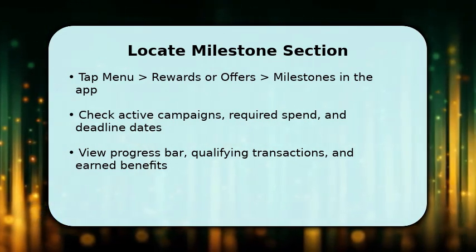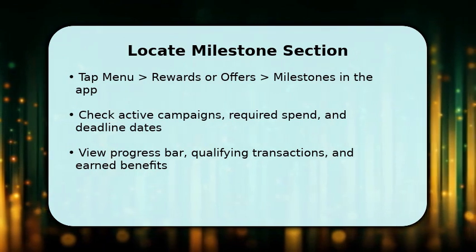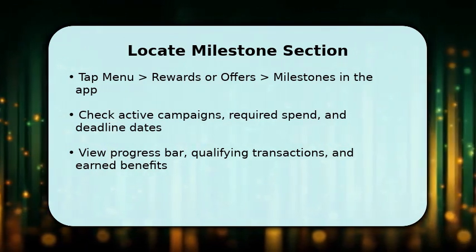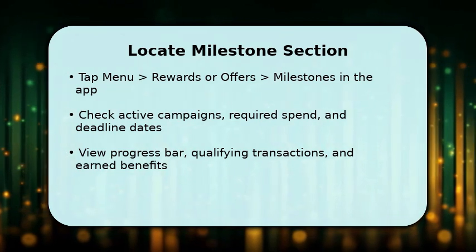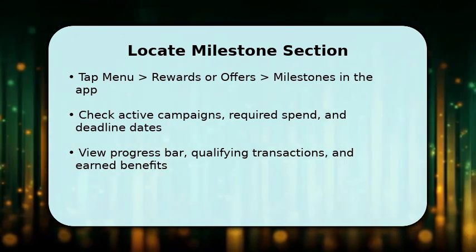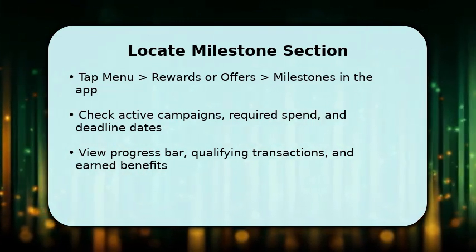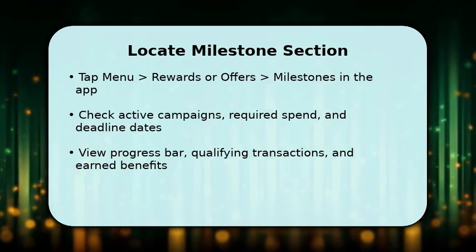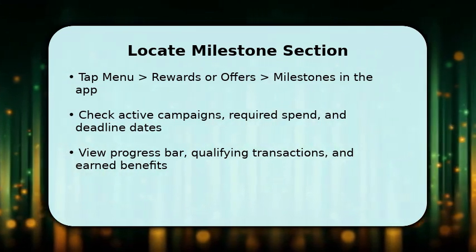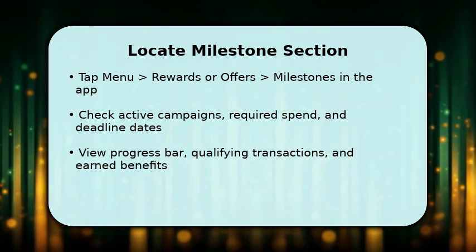You'll see required spend, eligible transaction categories, and the campaign period. Check the progress bar and transaction list to confirm which spends counted. Make sure to filter by statement date or campaign period if available. This explains discrepancies and helps you plan remaining spends to meet the milestone before it expires.